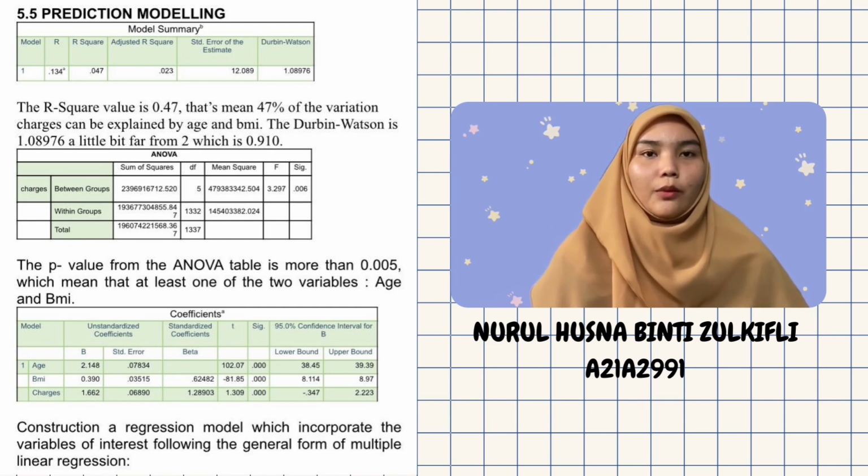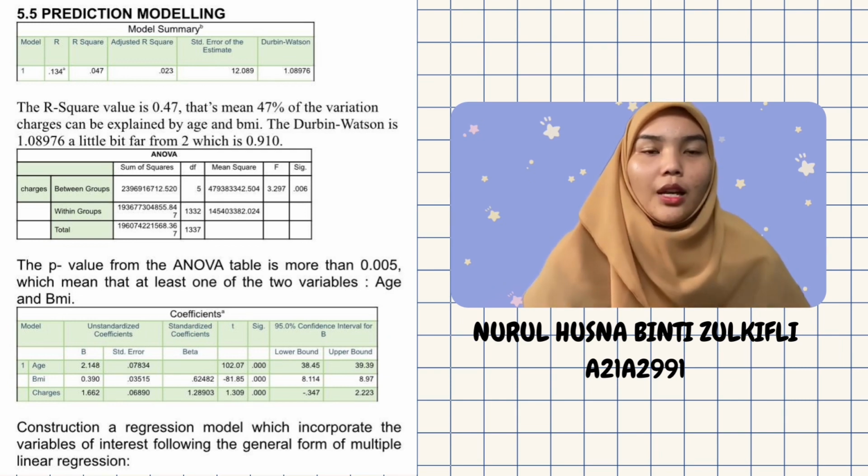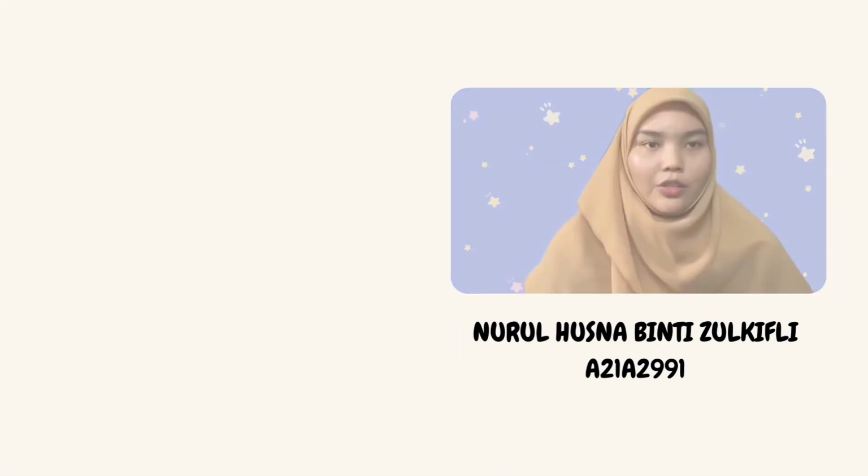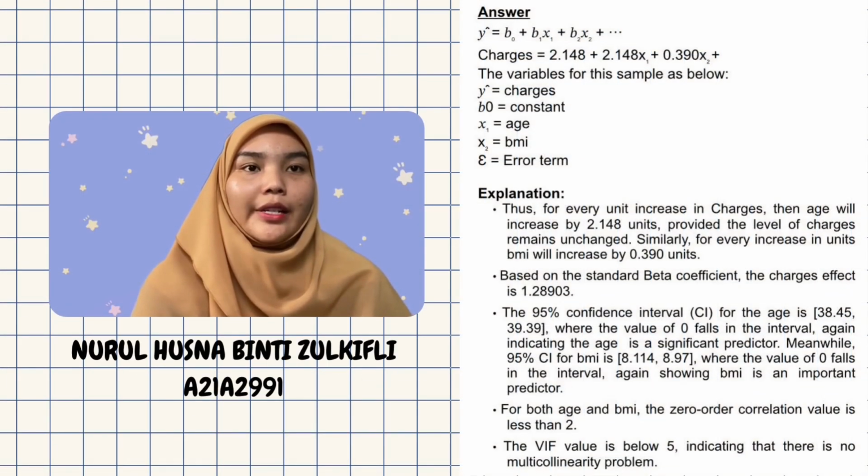The Durbin-Watson is 1.08976, a little bit far from 2, which is 0.910. And then we show the ANOVA, where the p-value from the ANOVA table is more than 0.005, which means that at least one of the two variables, age and BMI, is significant. From the coefficients table, we construct the regression model, which incorporates the variables of interest, following the general form of multiple linear regression. Using the formula, Y is charge, B0 is a constant, X1 is age, X2 is BMI, and epsilon is the error term.